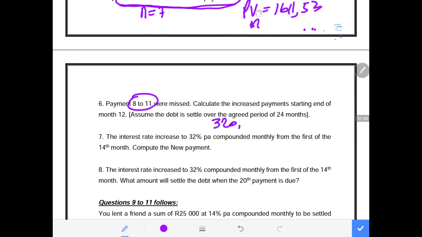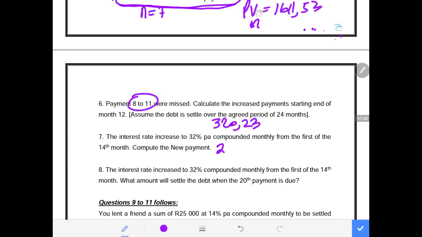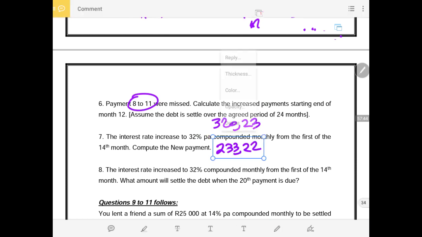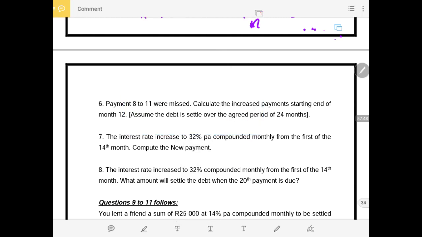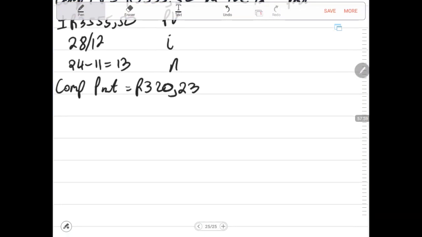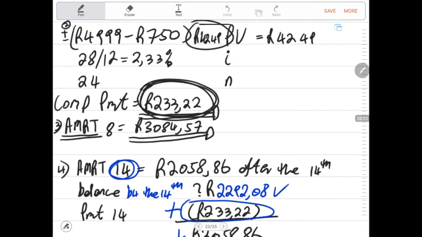Our calculator knows 320.23 as our payments, of which we want to know the payments of 233 Rand 22 cents in our memory of the calculator, so that we can say amort 13. So in other words, what does that mean? It means I have to say again plus minus 4,249. What is 4,249? It is my original present value.